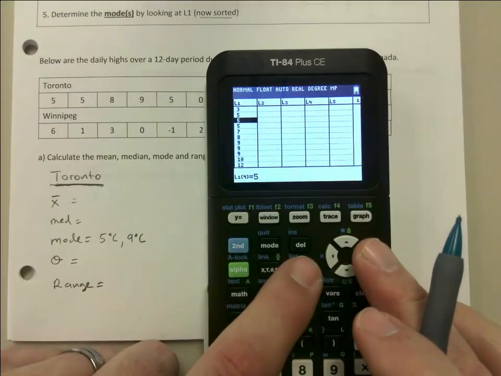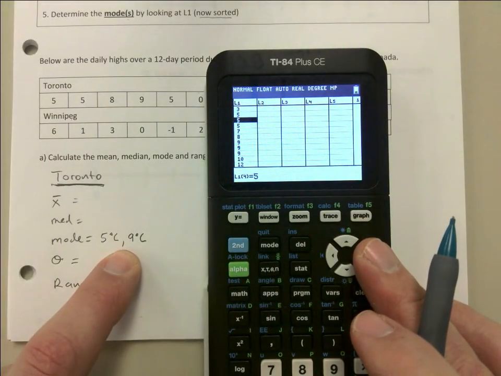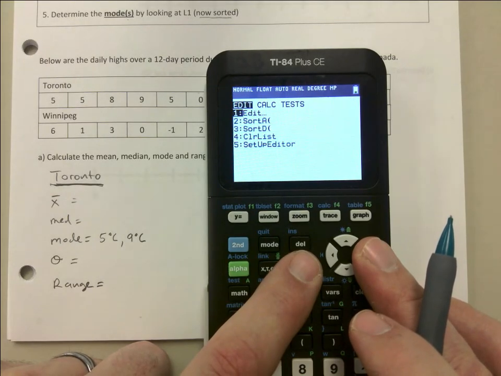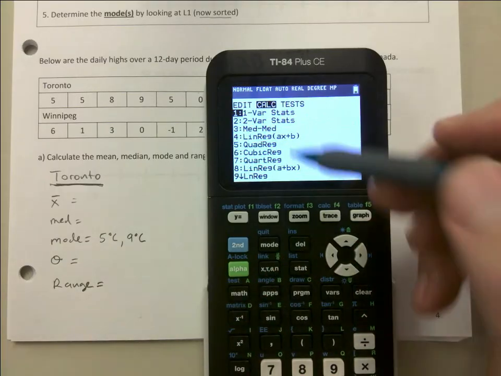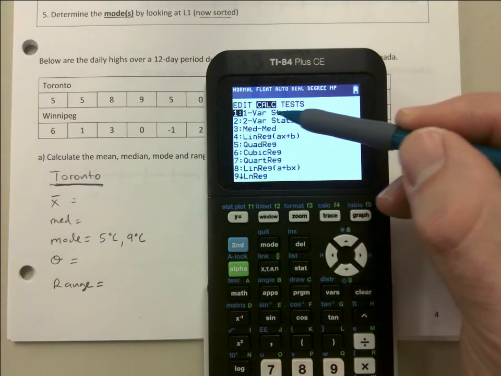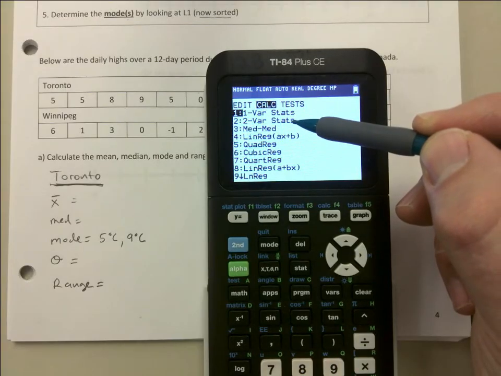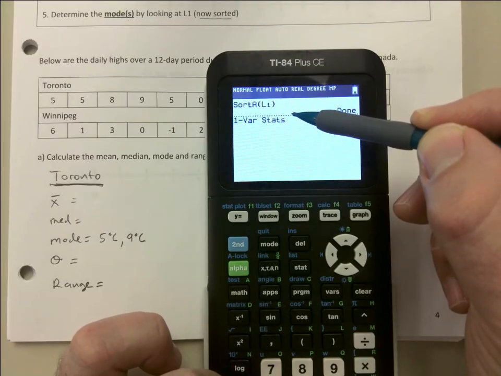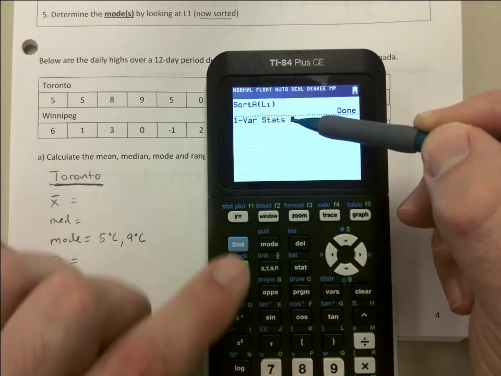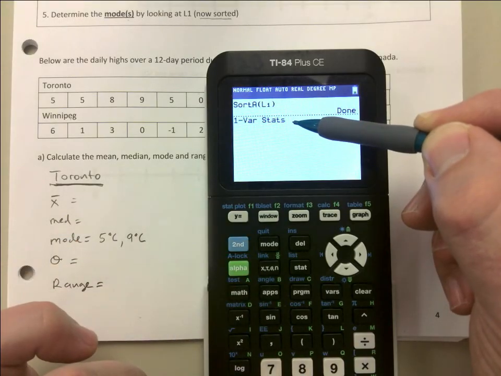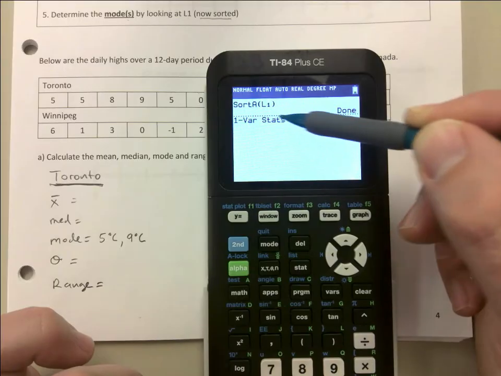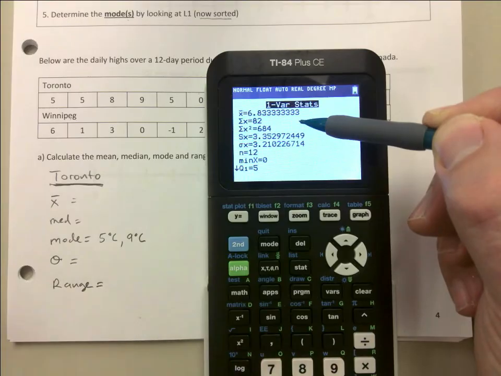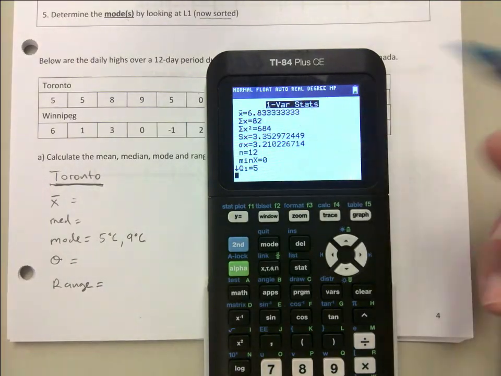So now that we have the mode, I go stat again. You're with me, right? Stat, calculate, and we're going to use one variable stats every time. We'll never use 2 variable stats in this course. So 1 variable stats, hit enter. You got to feed it L1. So second 1. So you're saying 1 variable stats, please do your thing with L1. Hit enter, and then you get this screen.